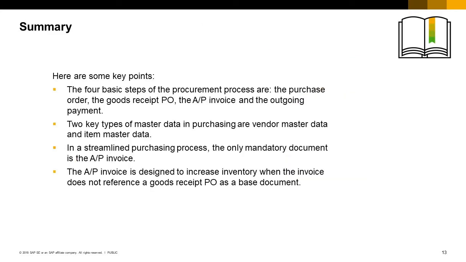The four basic steps of the procurement process are the purchase order, the goods receipt PO, the AP invoice and the outgoing payment. Two key types of master data in purchasing are vendor master data and item master data. In a streamlined purchasing process, the only mandatory document is the AP invoice. The AP invoice is designed to increase inventory when the invoice does not reference a goods receipt PO as a base document.